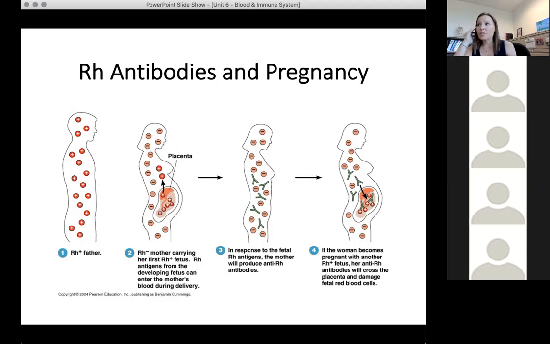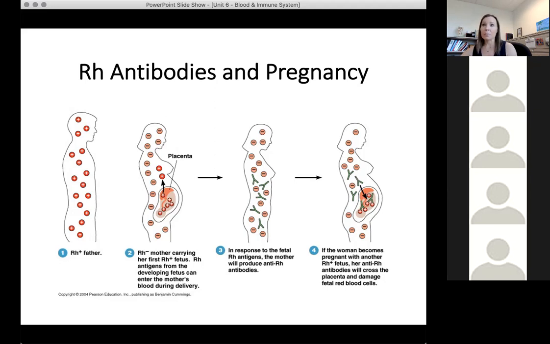So if that happens, as a result of that, she's going to make these anti-Rh antibodies. So nothing happens right away. The baby is fine, she is fine, but now she has these anti-Rh antibodies in her blood, and that is not normal. So the real issue can happen if the mother gets pregnant again.